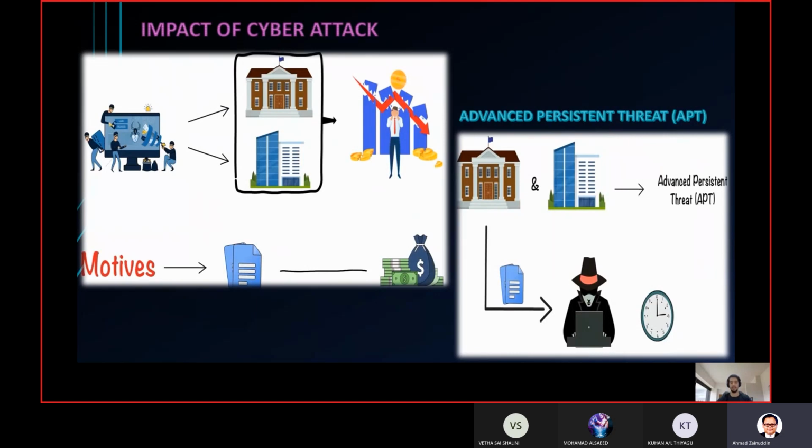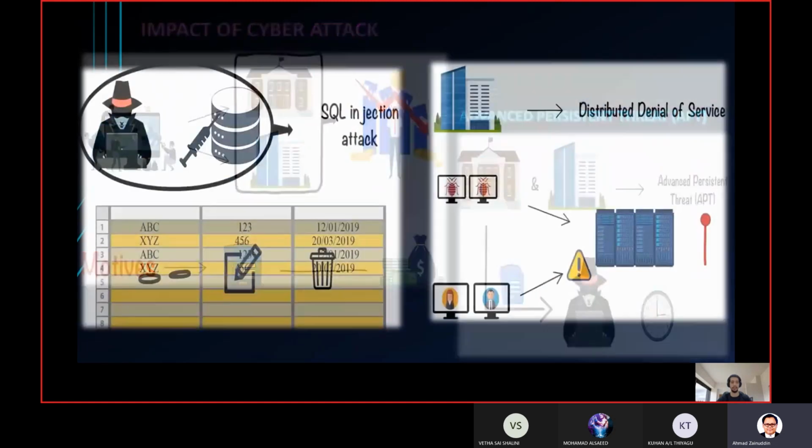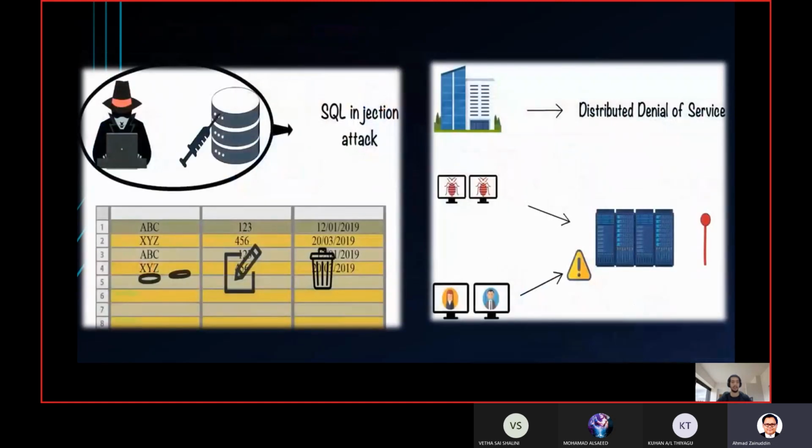public sector organizations and large corporations face. The advanced persistent threat, APT: in this form of attack, hackers gain access to a network for a long period in order to continuously gain confidential information. Companies also witness the denial of service attack, where networks are flooded with traffic, which in turn leaves no room for legitimate service requests.